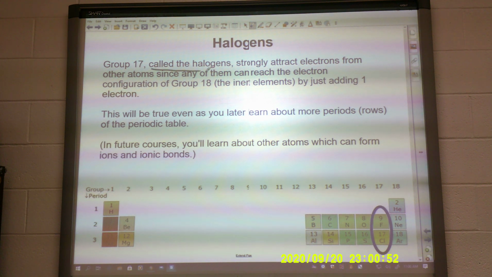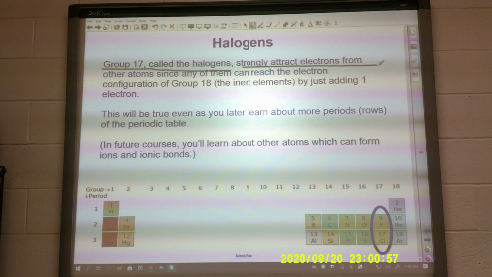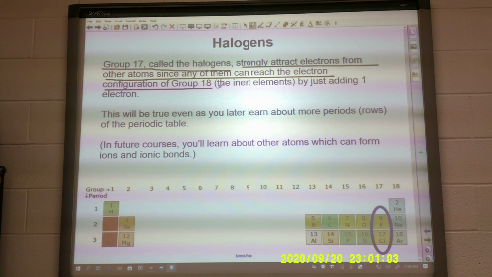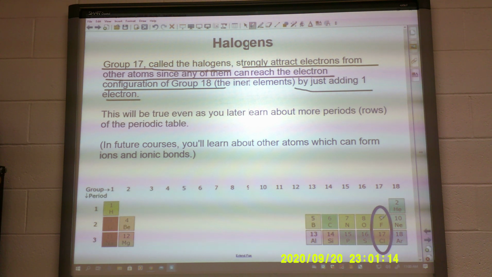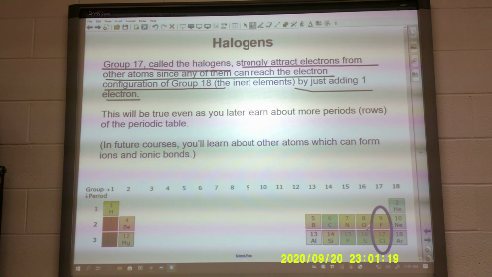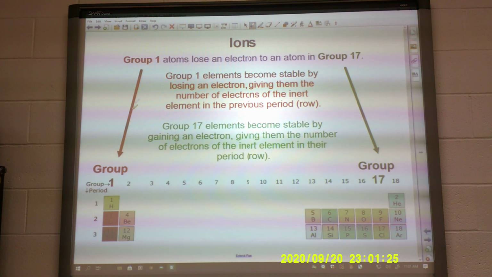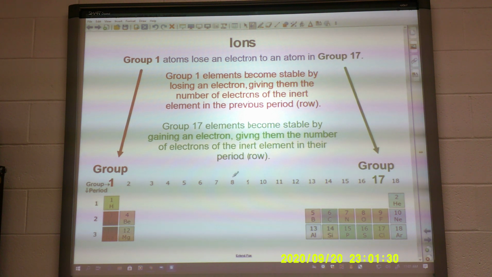Group 17, called halogens, remember I just had you star that a slide or two back, strongly attract electrons from other atoms, since any of them can reach the electron configuration 18 by just adding one electron. So let's think about this. This group is probably going to match up pretty well with this group, and this group is probably going to match up pretty well with this one. Group 1 and group 17. These just need one more. Here's the one that they can take from.